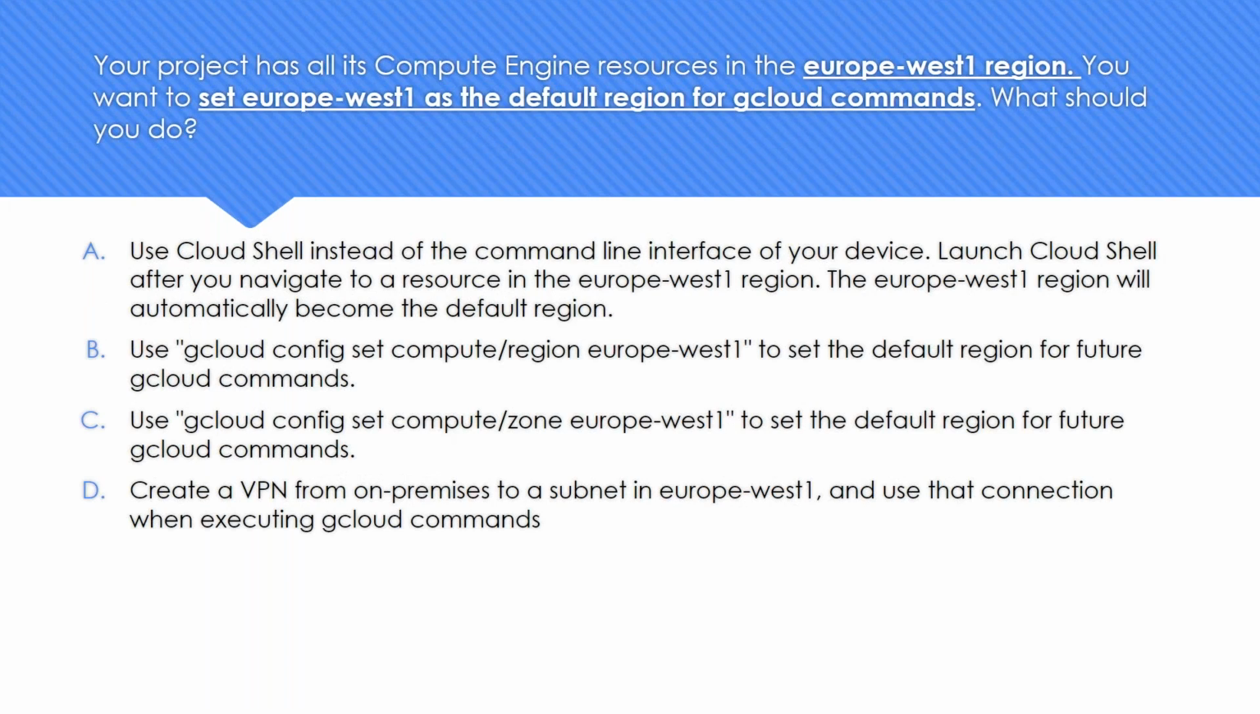Your project has all its compute engine resources in Europe West 1, basically Belgium, if I'm not wrong. You want to set Europe West 1 as the default region for all gcloud commands. What should you do? Now, folks, just a small hint to make you focus on a specific keyword. In some of the questions, I would have made it bold or underlined it, just to indicate these are important keywords you should focus on. Go for it, folks. 2 minutes.